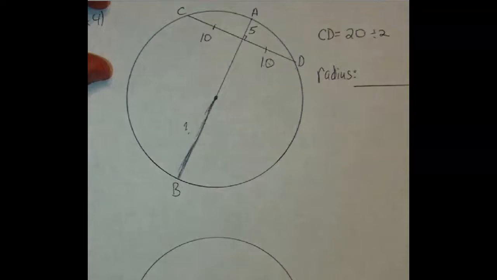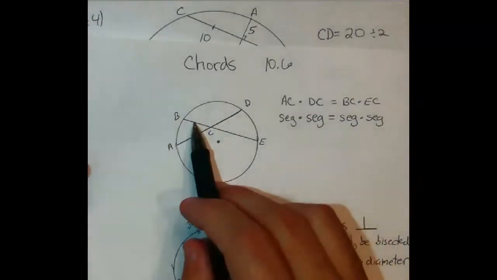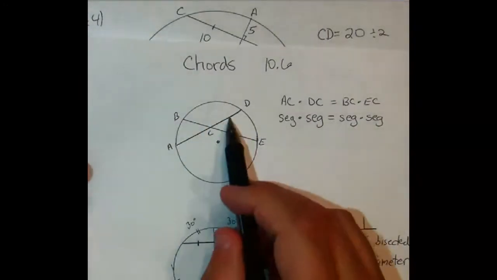Now, if you look, this is very similar to our first formula. So we're taking our second formula and first one, and we're combining it. So segment times segment equals segment times segment.